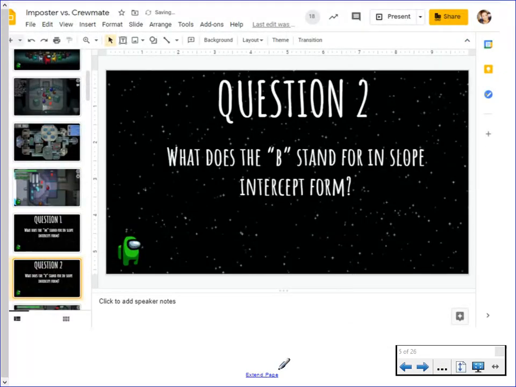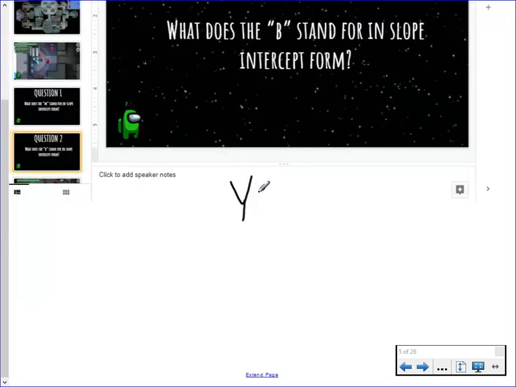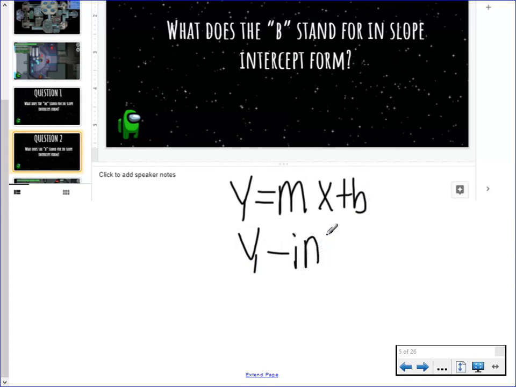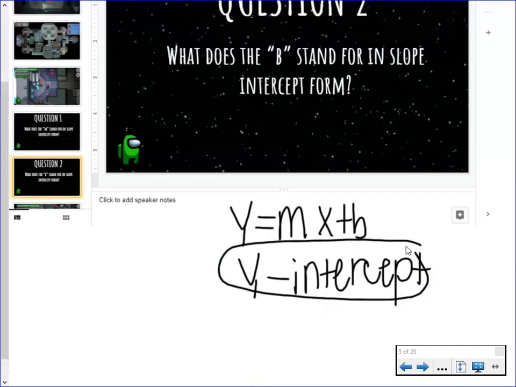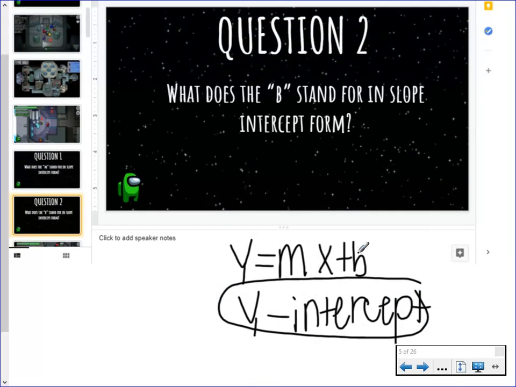Number 2, they want to know what the B stands for. And remember, we're using this equation, y equals mx plus b. The B stands for your y-intercept. So number 2 is y-intercept. That just tells you where your line crosses the y-axis.